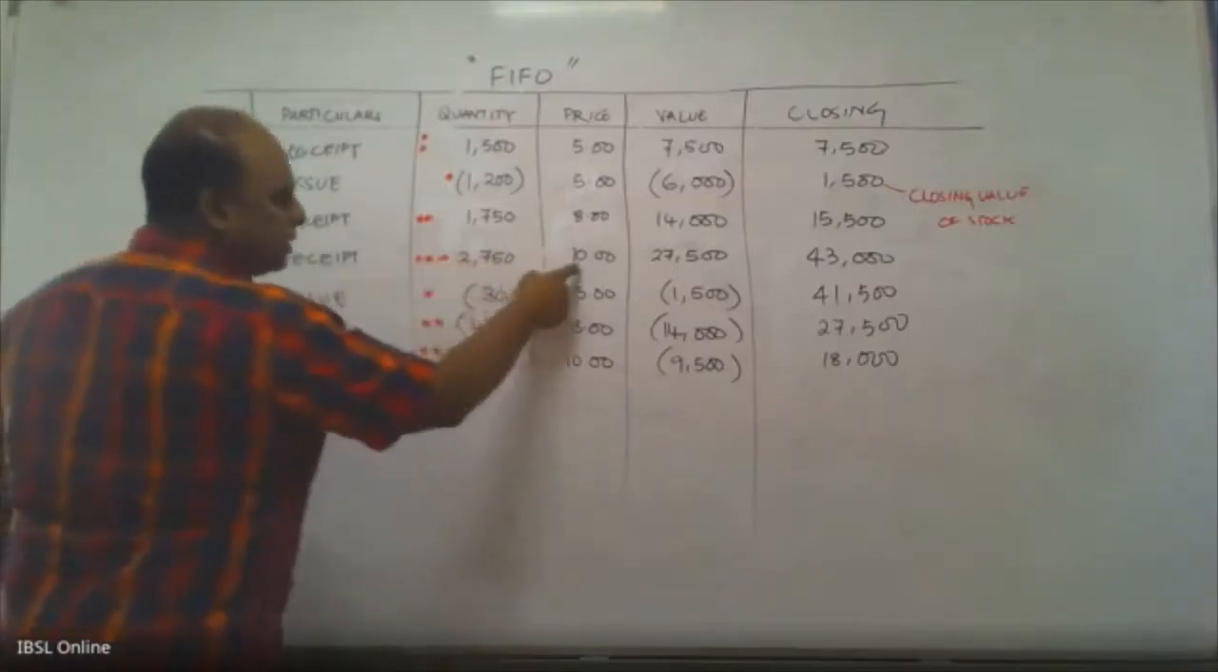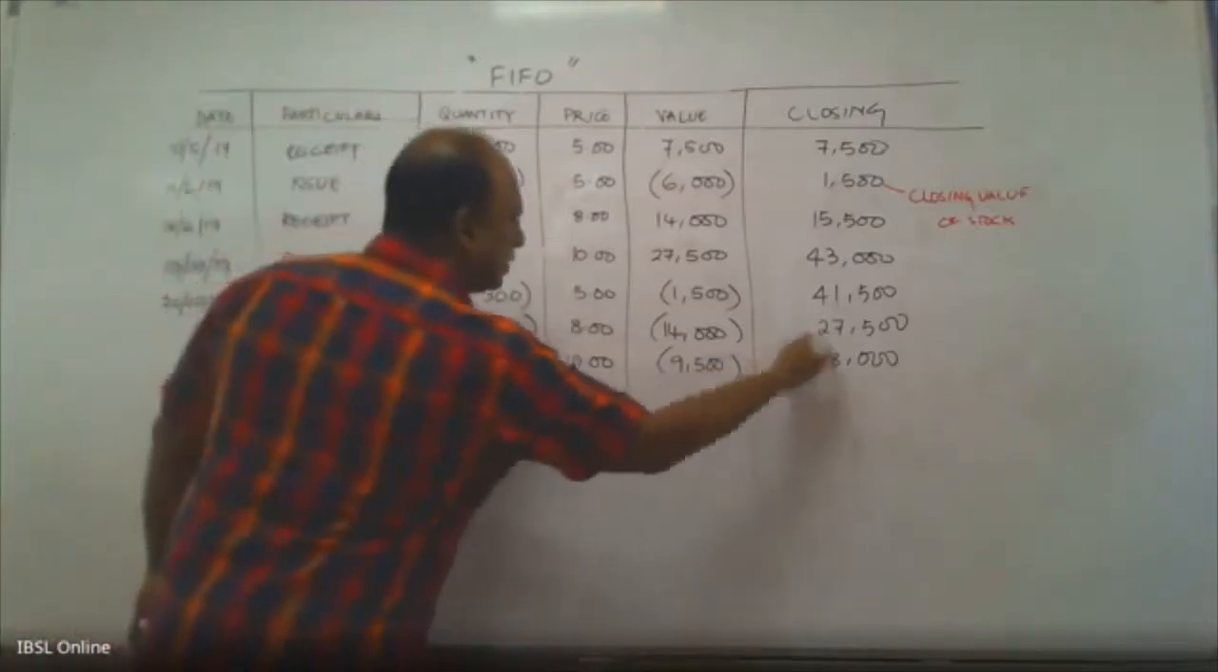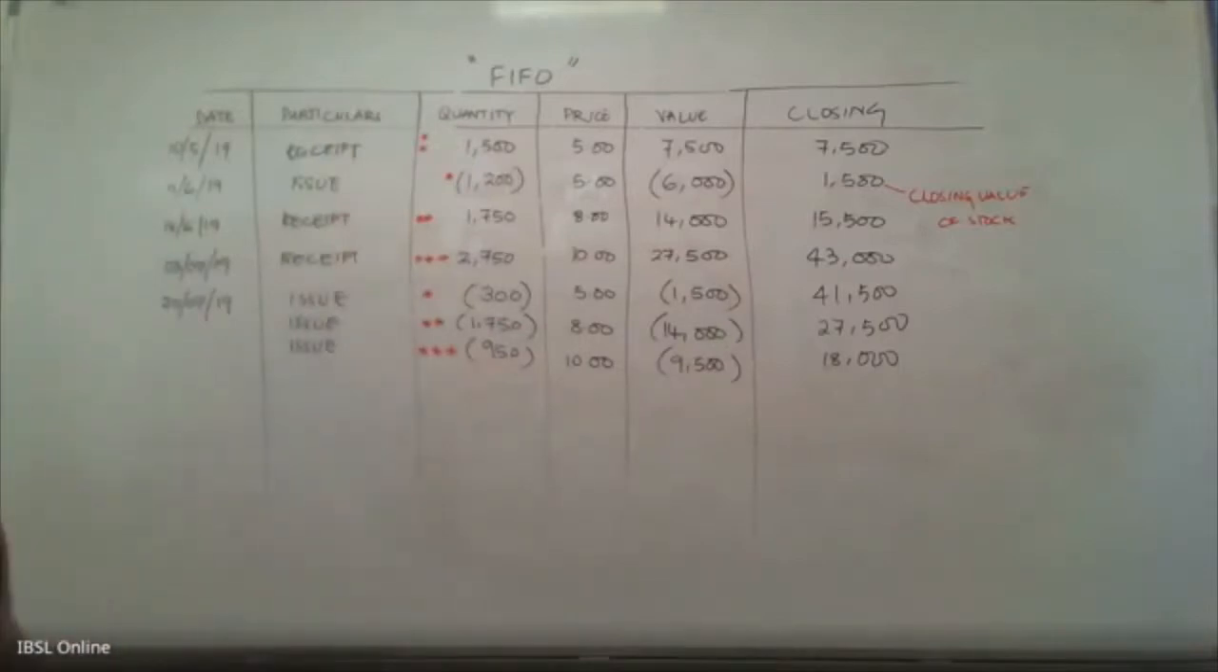What is the price? 10 rupees. 1,800 units at 10 rupees means 18,000. So you have to be very careful in exams. You should be able to figure this out. Okay. Then the last two transactions on 12th of December.